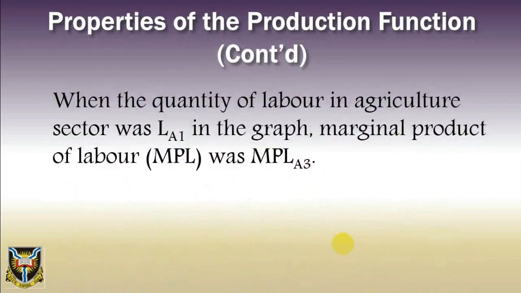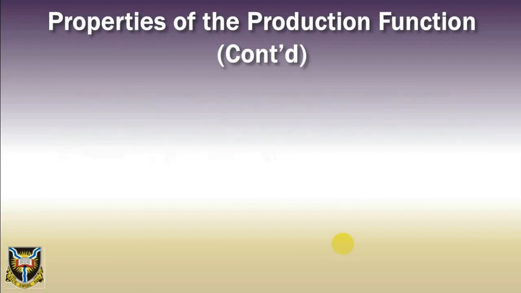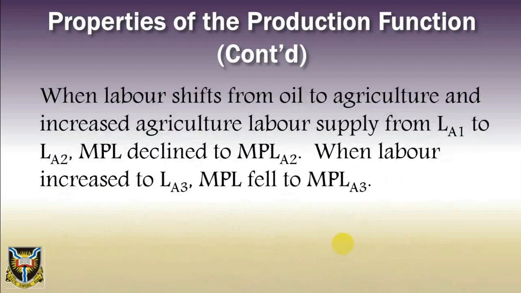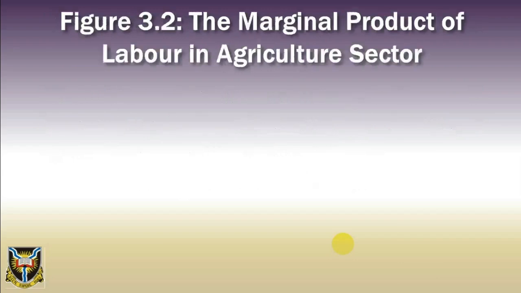When the quantity of labor in the agriculture sector was LA1 in the graph, marginal product of labor was MPLA1. When labor shifts from oil to agriculture and increases agriculture labor supply from LA1 to LA2, marginal product of labor declined to MPLA2. When labor increased to LA3, marginal product of labor fell to MPLA3.